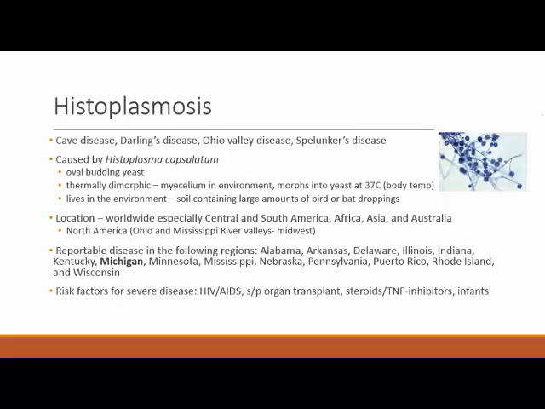Histoplasma was first discovered in 1905 by Darling, but it wasn't really known to be a widespread infection until the 1930s. Before that time, most cases were misdiagnosed as TB, and patients were actually put in sanatoriums where they contracted TB instead of being treated for histoplasmosis. The location is worldwide, but most commonly in Central and South America, Africa, Asia, Australia, which doesn't narrow it down. In North America, it's most common in the Ohio and Mississippi River valleys or the Midwest.